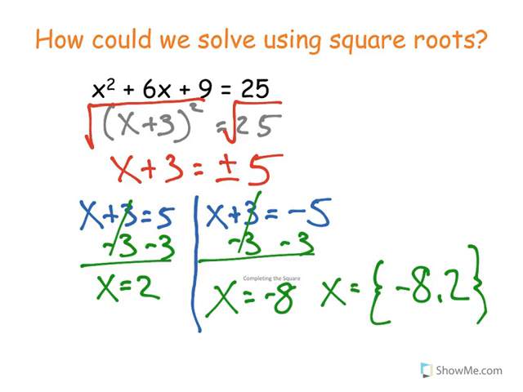Now, what would we have done before today? Well, if I was doing this when I was in 8th grade, since I didn't know how to complete the square, I would have subtracted 25 on both sides. And it would have given me x squared plus 6x minus 16. And I would have factored it as x plus 8 times x minus 2, which would have given me negative 8 and positive 2.